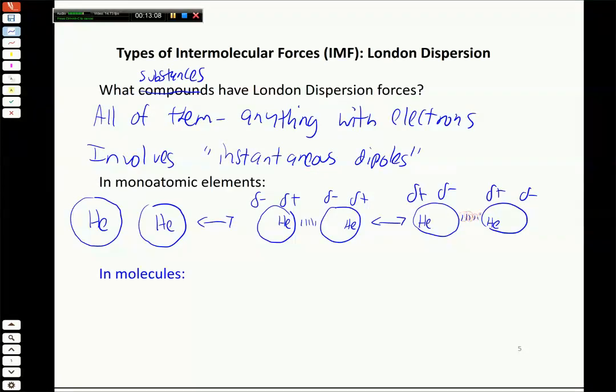And so you get, again, these instantaneous dipoles, these little forces of attraction, because of the distortion of the electron density, which is not always going to be spherical. On average it's a sphere, but it's not always going to be spherical.